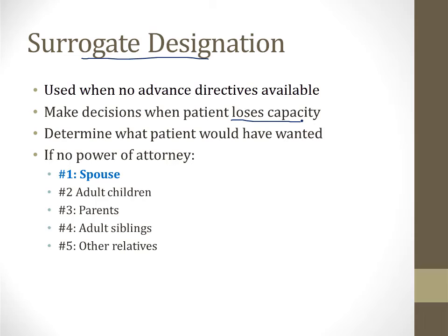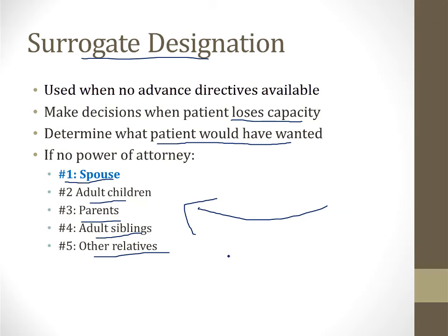And the role of this surrogate, just like we discussed previously, is to determine what the patient wanted. And there's a standard hierarchy of how surrogates are determined if there is no power of attorney. The first option is the spouse. The second option is adult children. The third option is the parents. The fourth option is adult siblings. And the last option is other relatives. And this is the way things are often handled in real life in the ICU when patients are critically ill. The family is gathered together, and the spouse and the adult children together will make a decision about what the incapacitated patient would have wanted if they were able to speak for themselves.